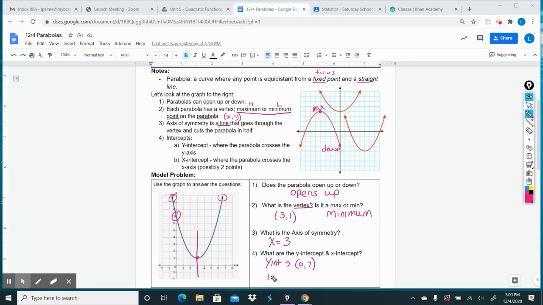And then your x-intercept is where the graph crosses the x-axis. Notice here, it does not cross the x-axis anywhere. It's above the x-axis. In the graphs over here, we've got 2 points, 2 x-intercepts. So the x-intercept is where the parabola crosses the x-axis, possibly 2 points or no points, as we see here in our model problem. So this has no x-intercepts.